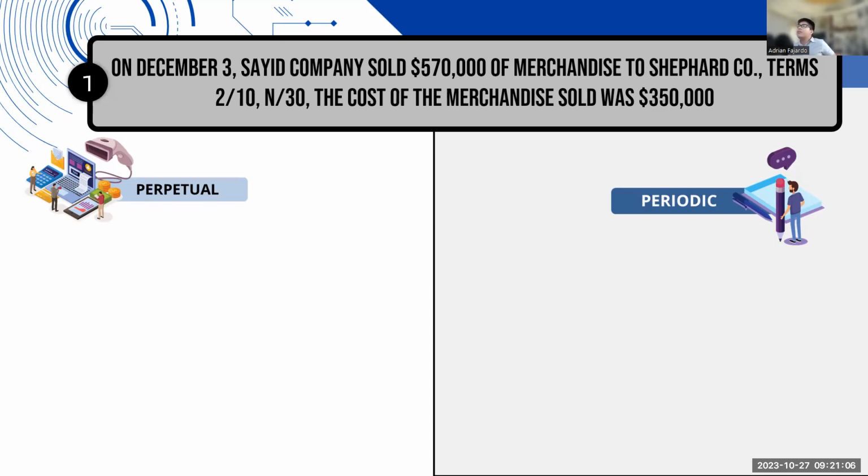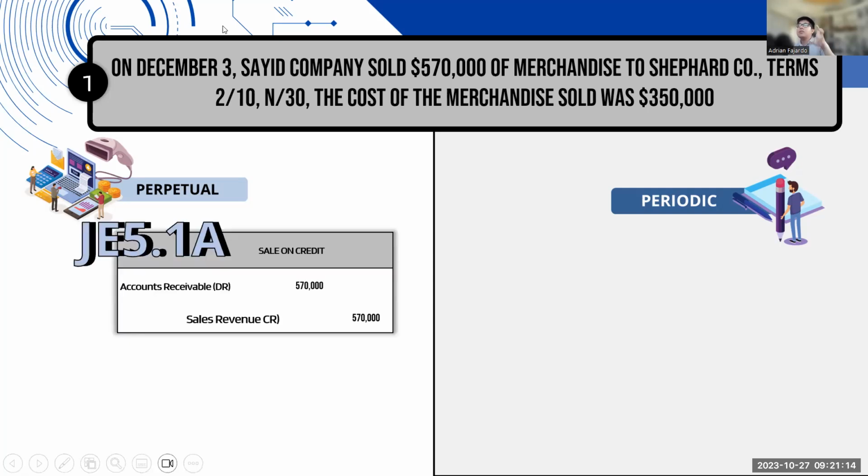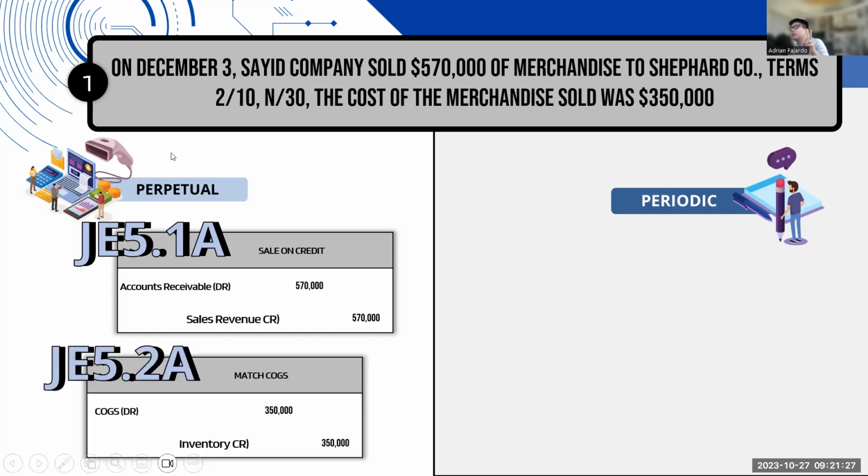So, here, ano yung gagawin natin? For perpetual, dalawa yung journal entry. Debit accounts receivable, credit sales revenue of 570,000. So, journal entry 1, recognize the revenue. Journal entry 2, match the COGS. Debit COGS, credit inventory of 350,000. So, 570,000 is the selling price. 350,000 is the cost of the inventory that you were able to sell.